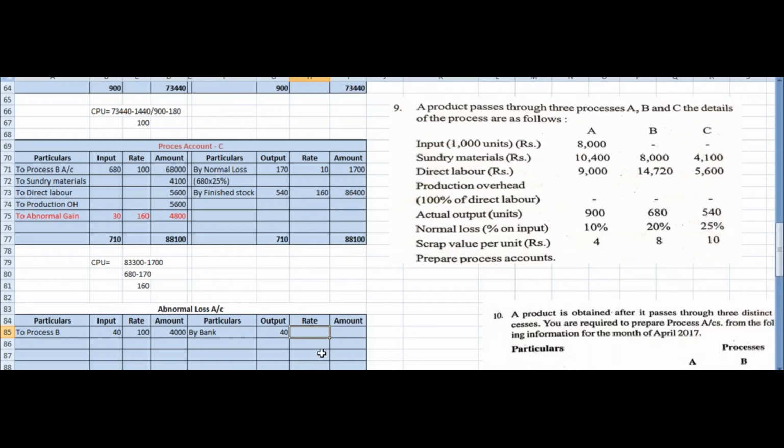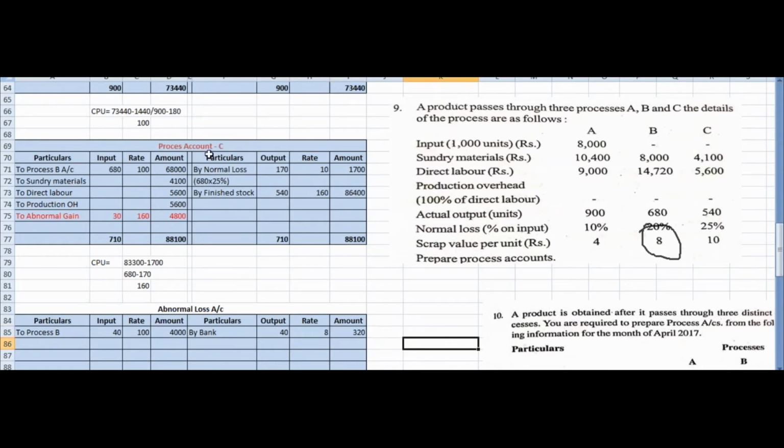Whichever process you are preparing the abnormal loss for, that process's scrap value and normal loss rate is used. See the question, this was process B. The rate is how much? 8 rupees. So this rate you have to take here. Multiply these two: 320, correct?